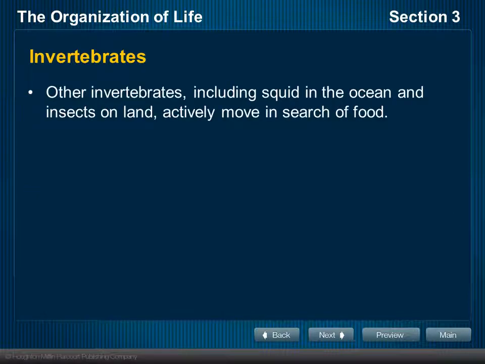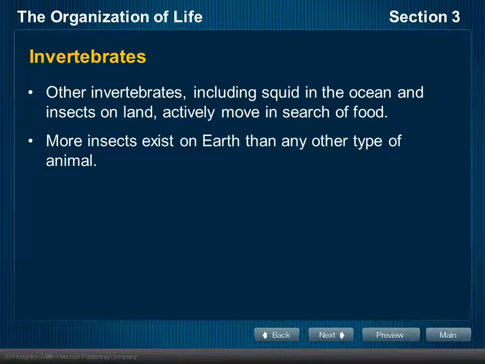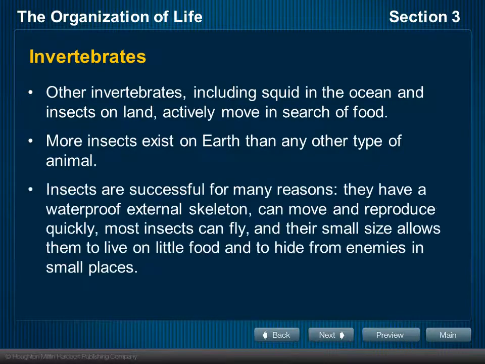Invertebrates can also include squid in the ocean, insects on land. These are a little bit more movable and they actively move in search of food. In fact, when we start talking about insects, more insects exist on Earth than any other type of animal. So insects end up playing a vital, important role when we look at ecology and ecosystems. And insects have been studied and continue to be considered very successful.